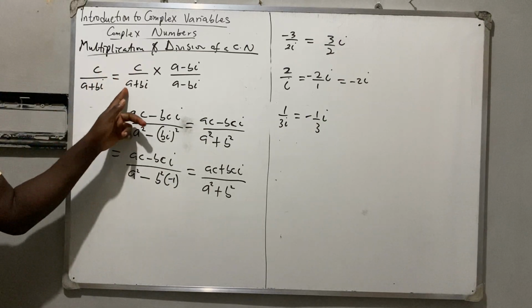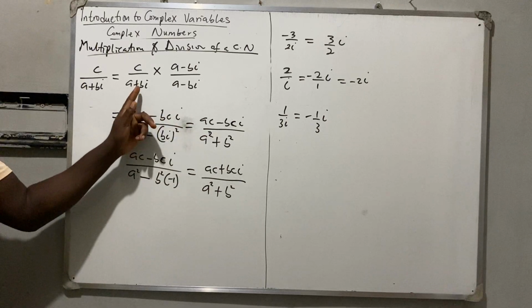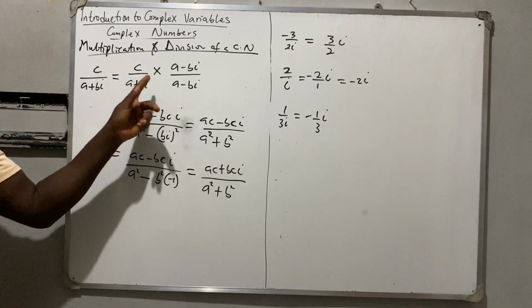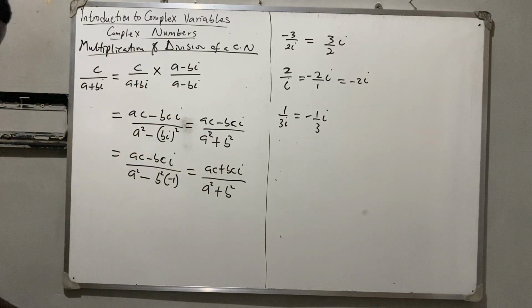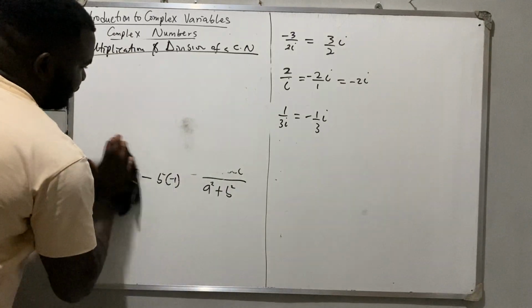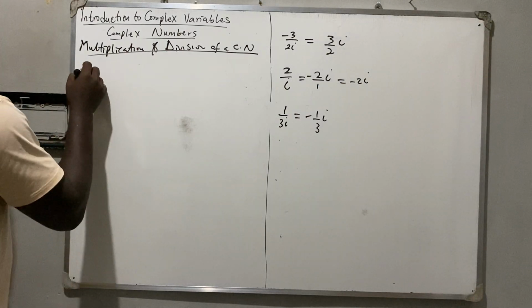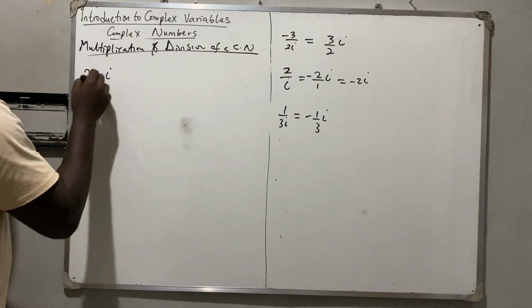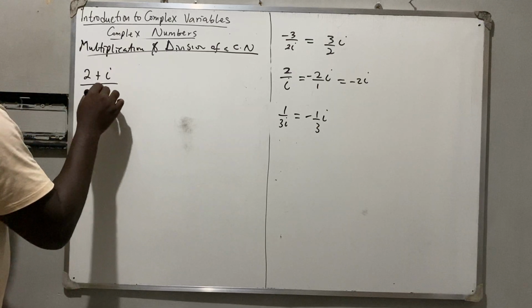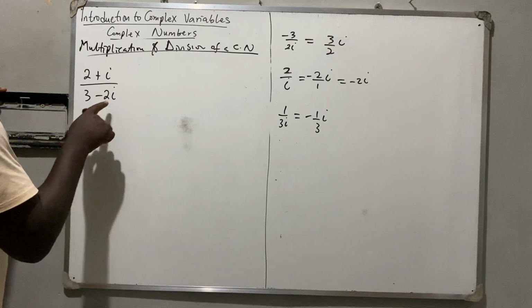A will multiply A, plus will multiply minus because they are the same thing. So B will now multiply B, I will multiply I. I'll just give one example of that, then we continue with what we have. All these things I've explained in the full playlist on complex numbers. So if I have a question, 2 plus I all over 3 minus 2I, to solve this in this form, we are going to rationalize.